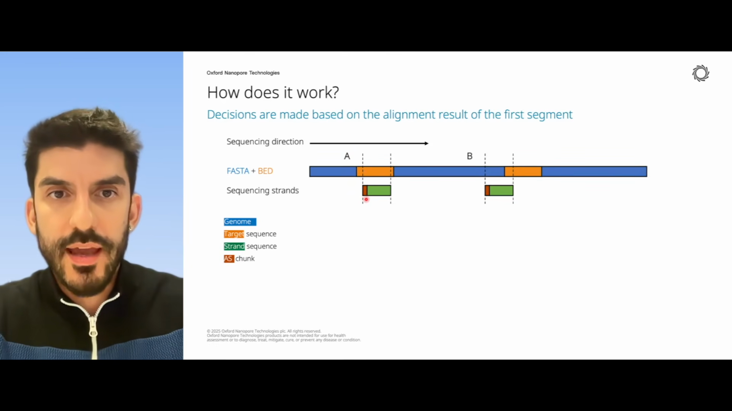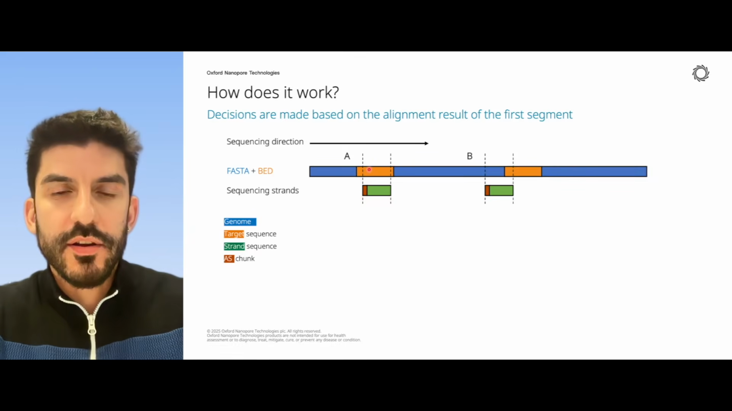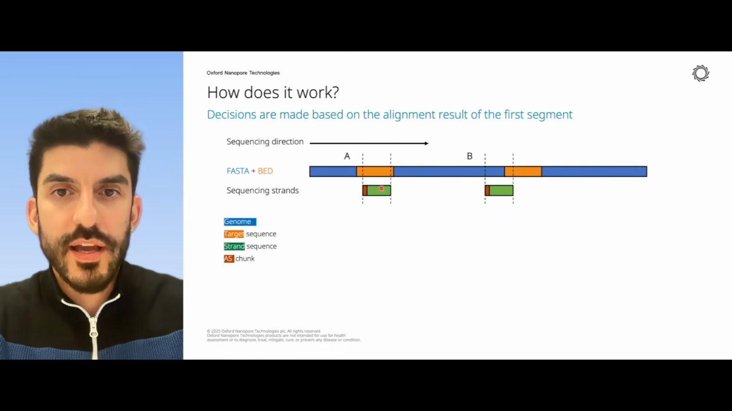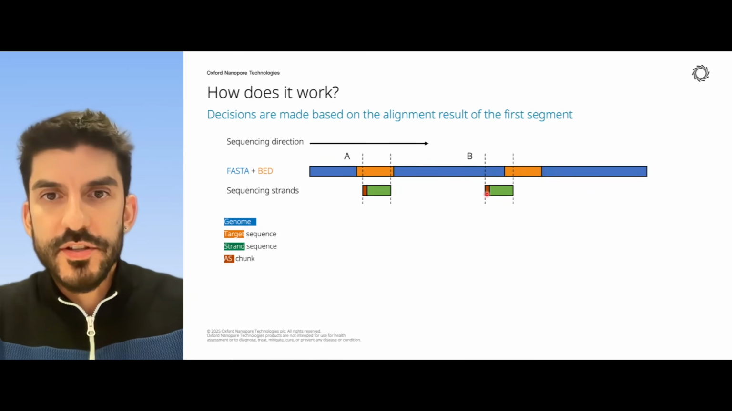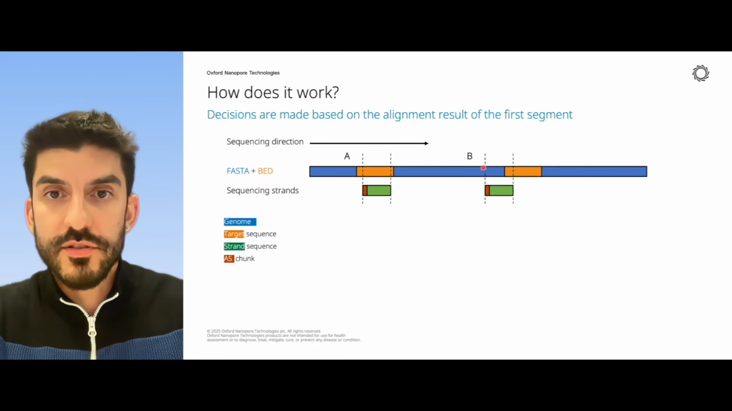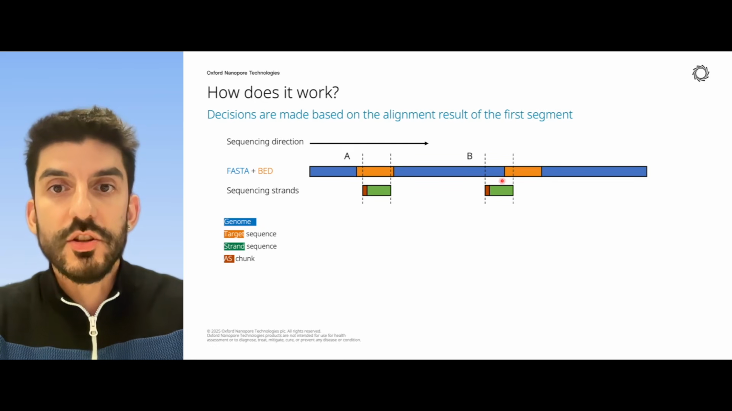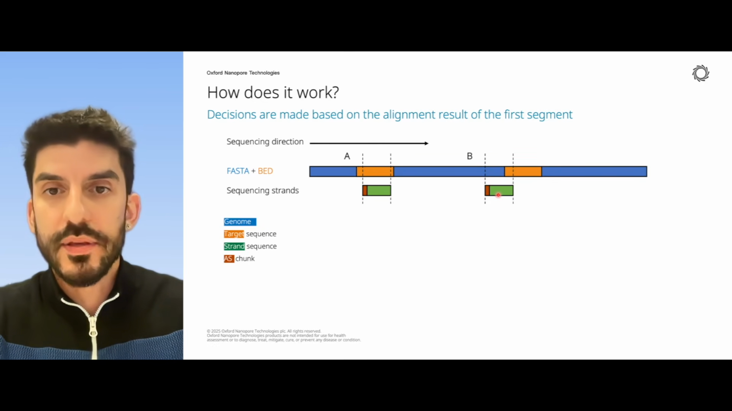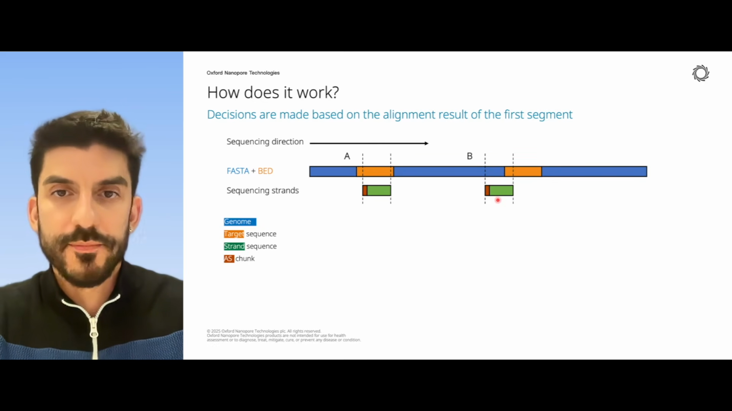So in example A, this initial chunk falls within the region of interest. We will accept this strand and we will sequence this strand. In example B, this first initial chunk that goes through the pore does not fall within our region of interest. It falls in a flanking region, and therefore it is not in the region of interest. We will not be accepting this strand.